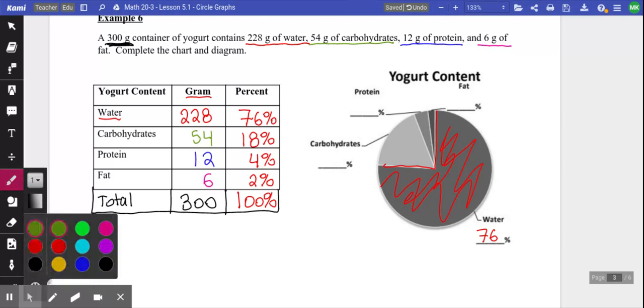My next one is my carbs is 18%. This section right here. And then I have a little tiny sliver here for protein, which is 4%. And then an even smaller sliver here for 2%. And in total, I have 100% of my circle filled in. Cool.